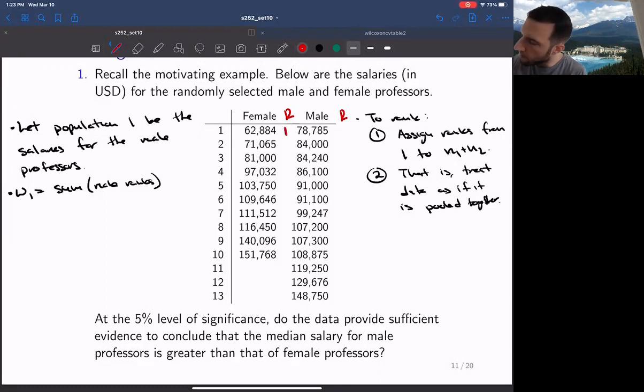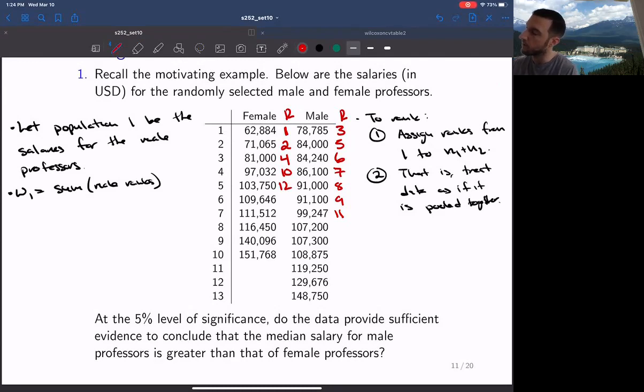For example, rank 1 goes to 62,884. Rank 2 goes to 71,065. Rank 3 goes to 78,785. Rank 4 goes to 81,000. Rank 5 goes to 84,000. Rank 6 goes to 84,200. Rank 7 goes to 86,100. Rank 8 goes to 91,000. Rank 9 goes to 91,100. Rank 10 goes to 97,032. Rank 11 goes to 97,247.